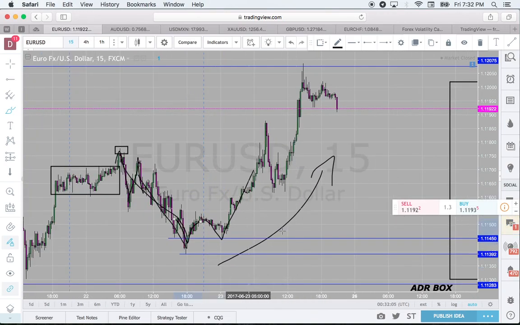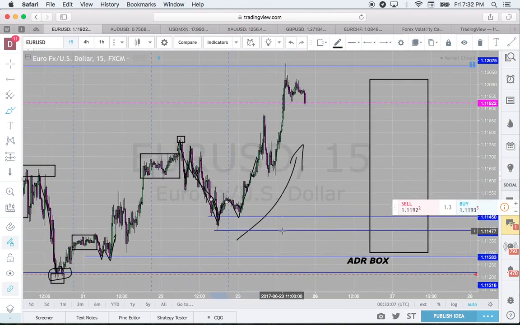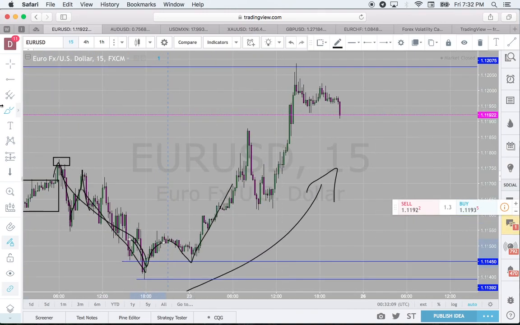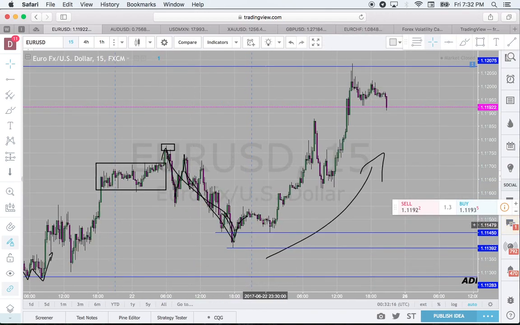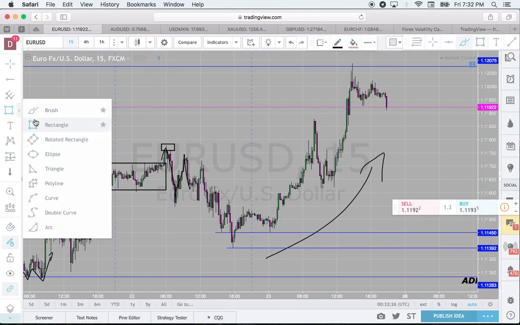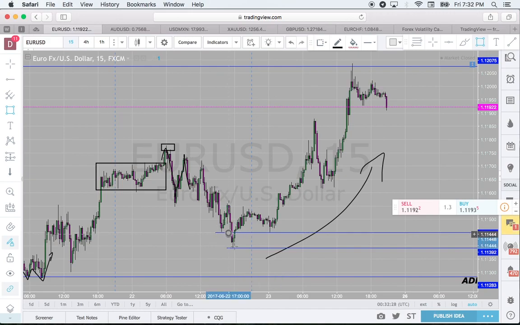Now that was a tricky one, but nonetheless, the dealer still worked the low of the previous day and did not break the low because he wanted to keep traders trapped in this area. He had trapped liquidity in here and then dragged the price against them.